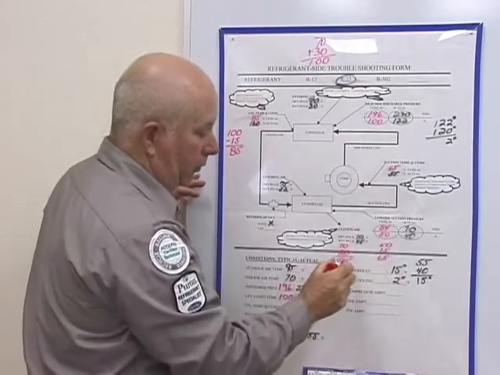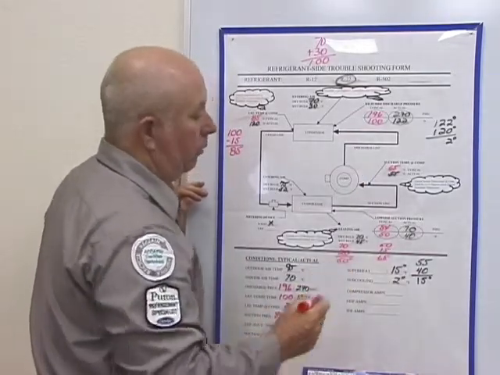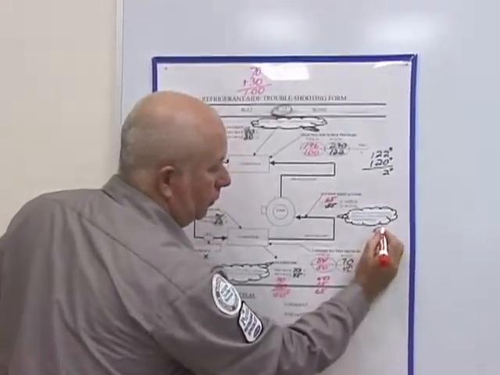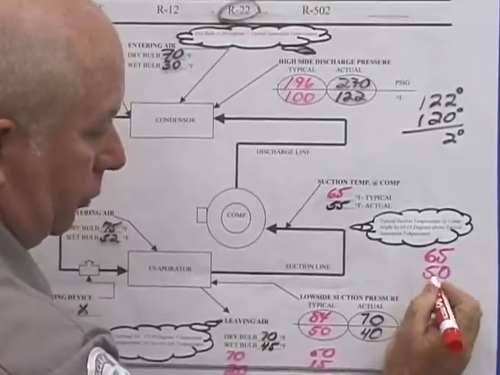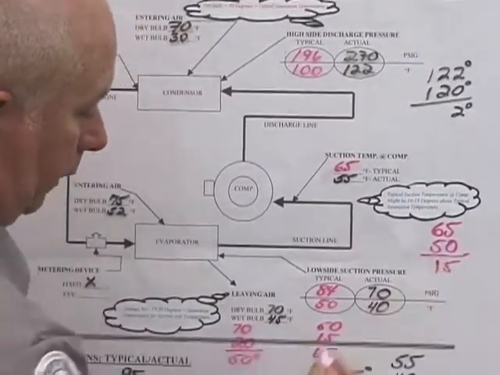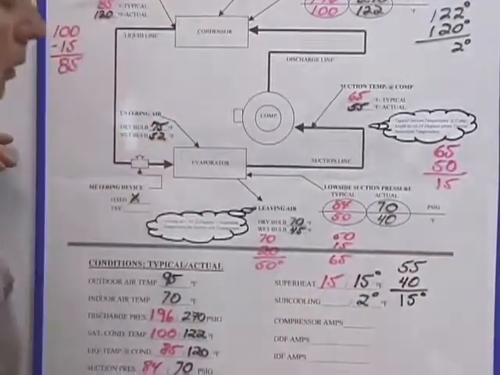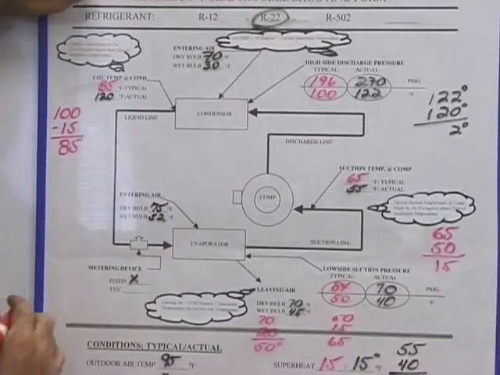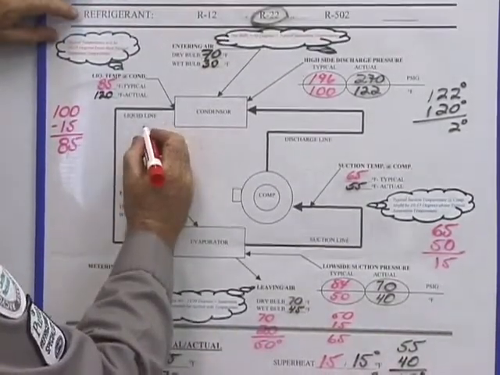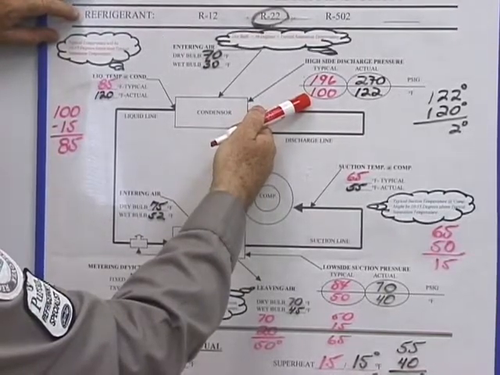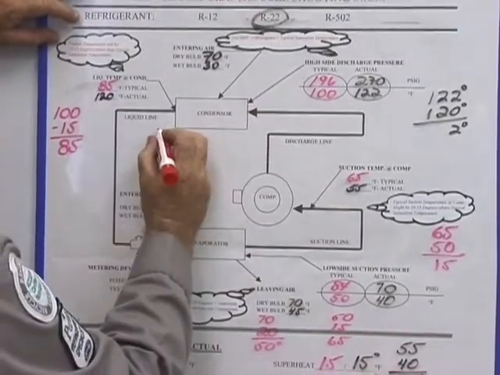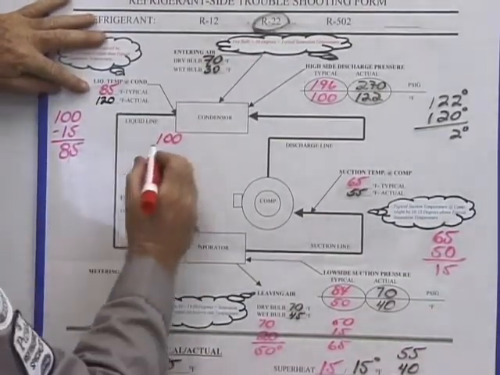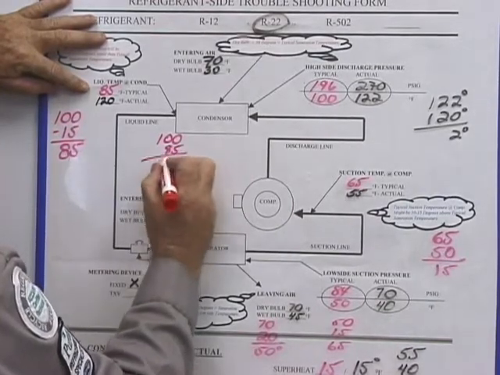Now, again, you've got to repeat the superheat and subcooling process. We already know how to do that. We're going to take our 65 degrees and subtract our saturation temperature of 50, and I got 15. Our subcooling will work over here on the high side. The same process. I take my saturation temperature, in this case, which is 100, and I subtract my liquid temperature at condenser, which is 85, gives me 15.